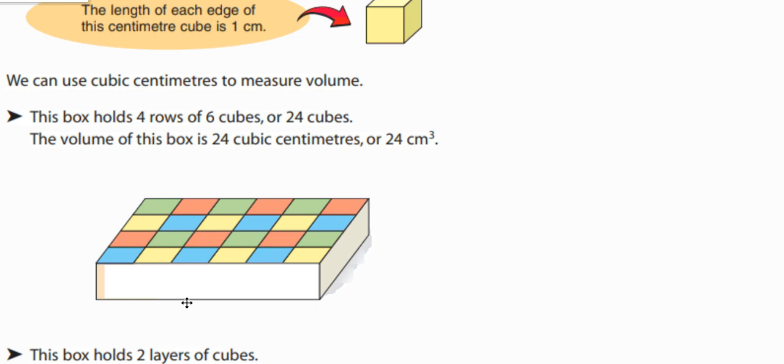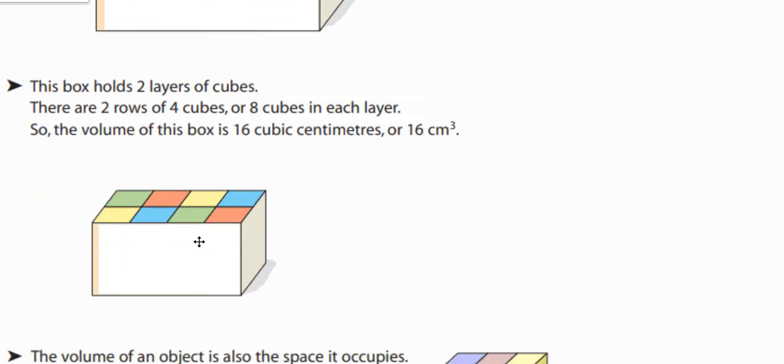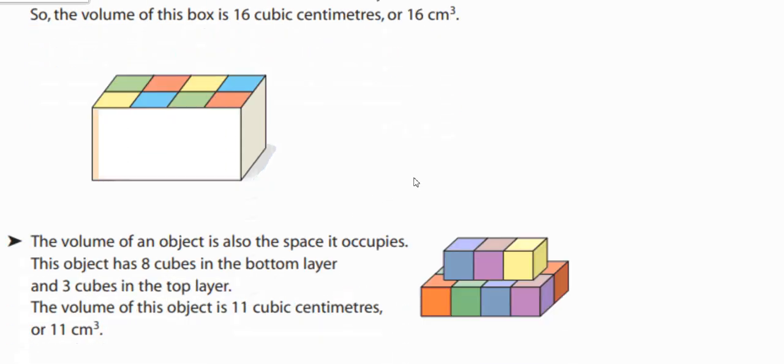Now this box is only 1 cube high, so we don't have to worry about how many layers we have of that. Now, if I were to have another box that has 2 layers, for example, I would have 1, 2, 3, 4, 5, 6, 7, 8 cubes on the top layer and 8 cubes on the bottom layer. So 8 cubes in each layer means that I have a total volume of 16 cubic centimeters if I were to count up how many are in there.